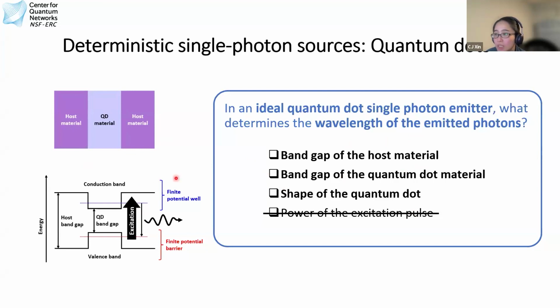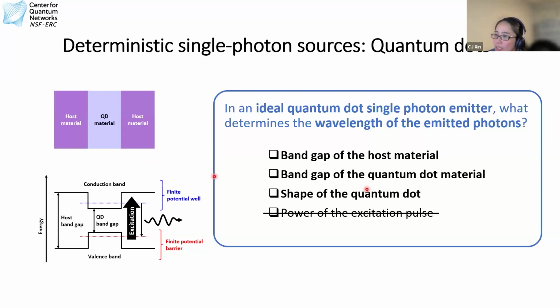Next, the shape of the quantum dot will actually matter also. If you think about different shapes of potential wells, if you solved any in an introductory quantum mechanics class, a square well looks quite different from a harmonic oscillator well, and the levels therein look quite different. However, the power of the excitation pulse really doesn't matter. What generally matters is actually the wavelength of the excitation pulse.